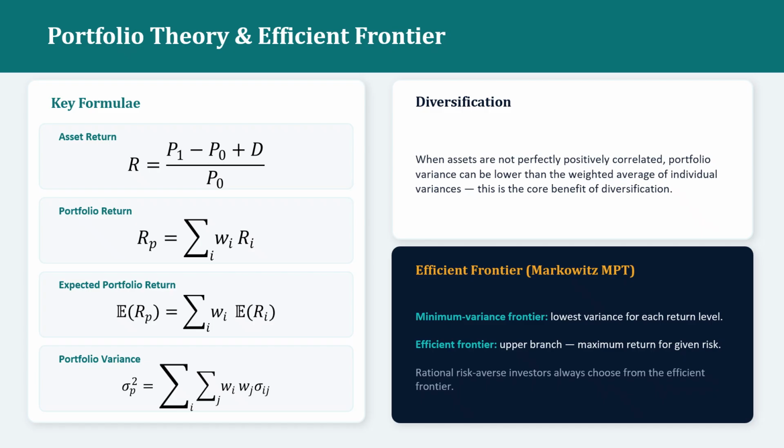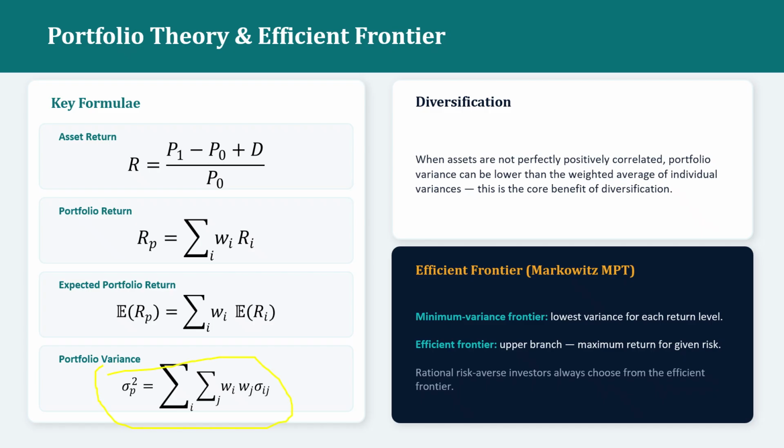Similarly, the expected portfolio return is just the weighted average of the expected return of each asset. Now, the most subtle part is the risk. We measure it as the variance or standard deviation of the returns. So the portfolio variance is given by this particular formula that you are seeing.